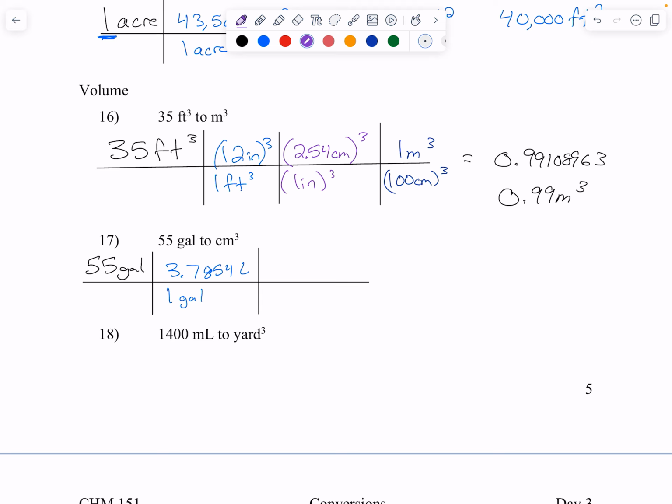And then we know that 1 liter is 1,000 centimeters cubed. So if we do this, we get, what, 208,197. So that gives us how many sig figs? 2. So we get 210,000 centimeters cubed. 2.1 times 10 to the 5th centimeters cubed is probably the best answer there, because you avoid the ambiguity of the 210,000.